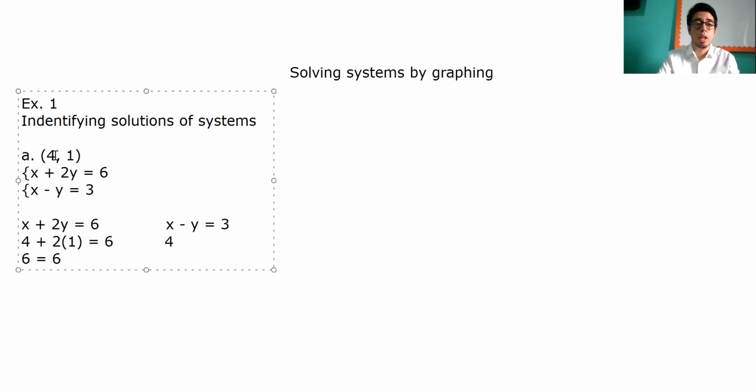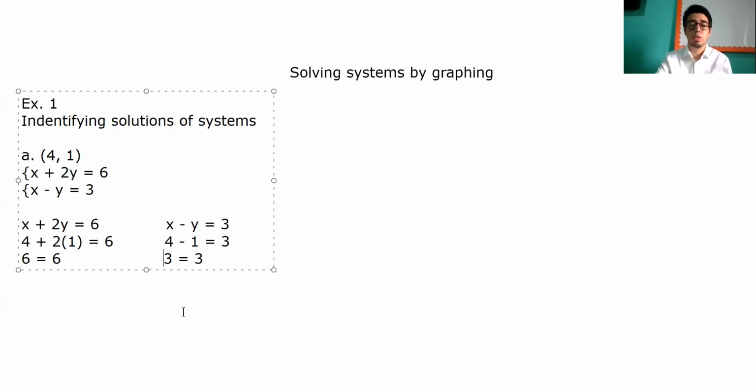X is 4 again, minus y, that is 1. This has to be equal 3, and you can see that 3 is equal 3. This sentence is always true, sorry.